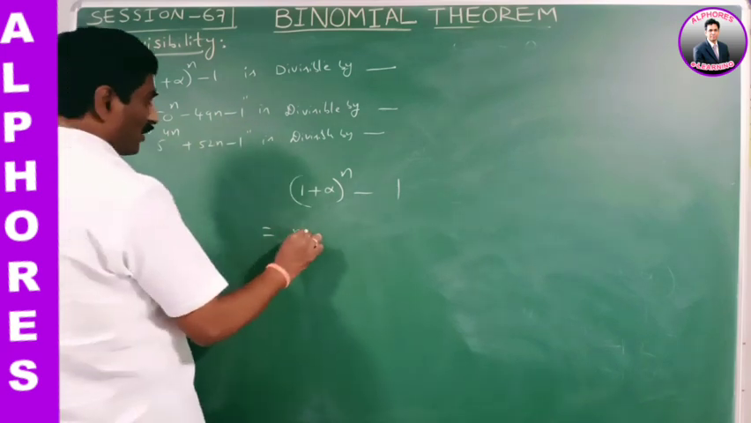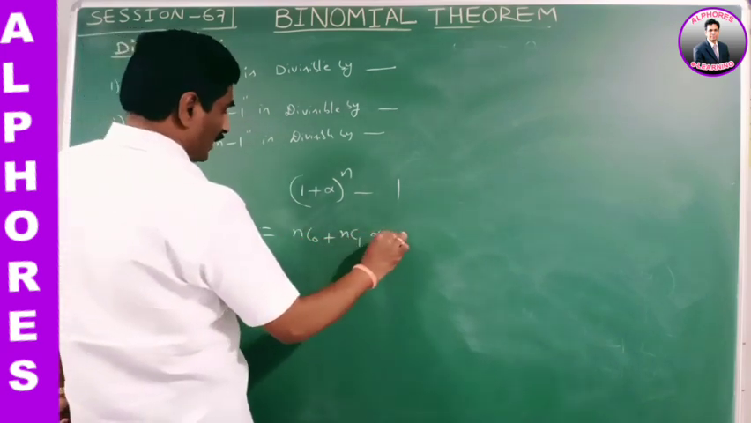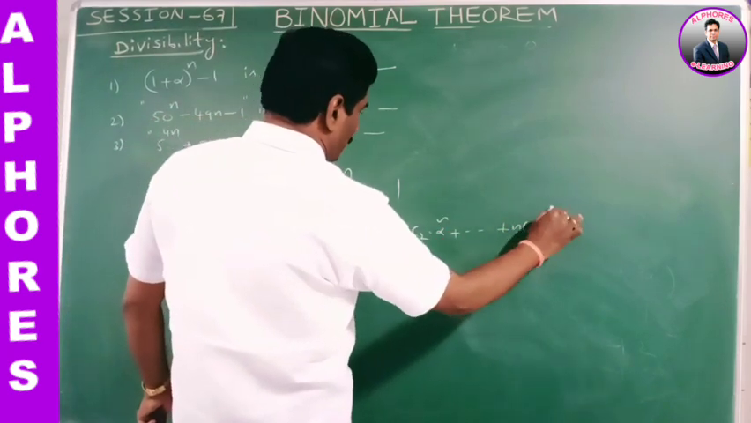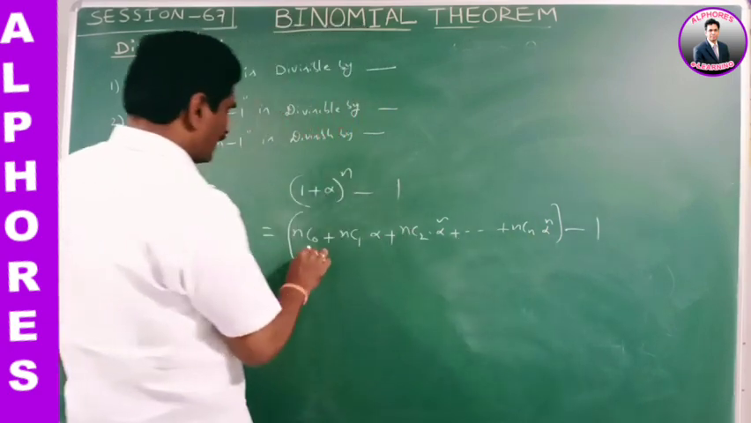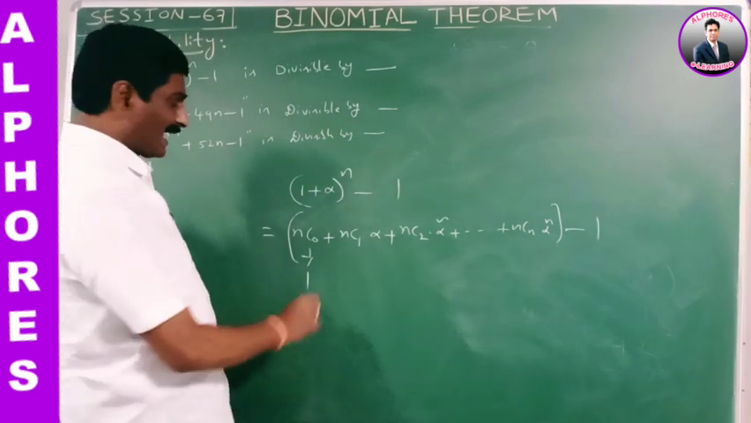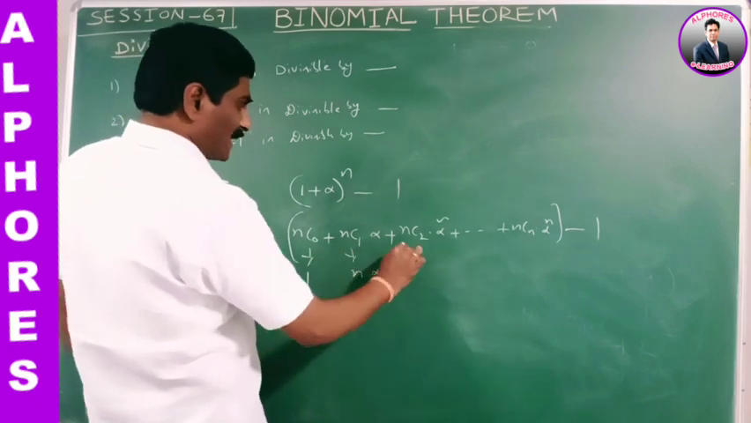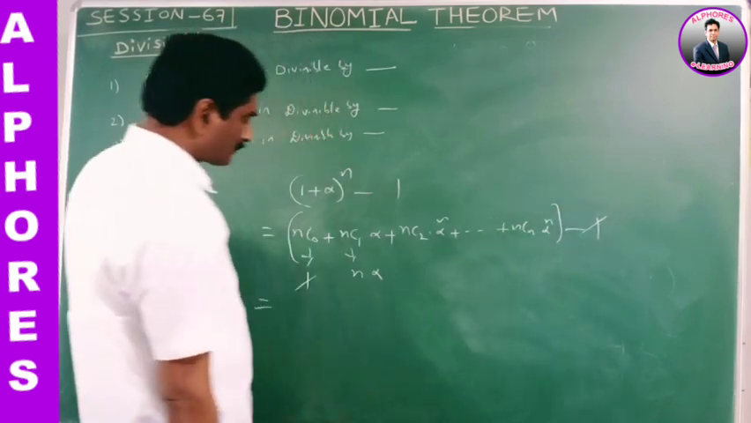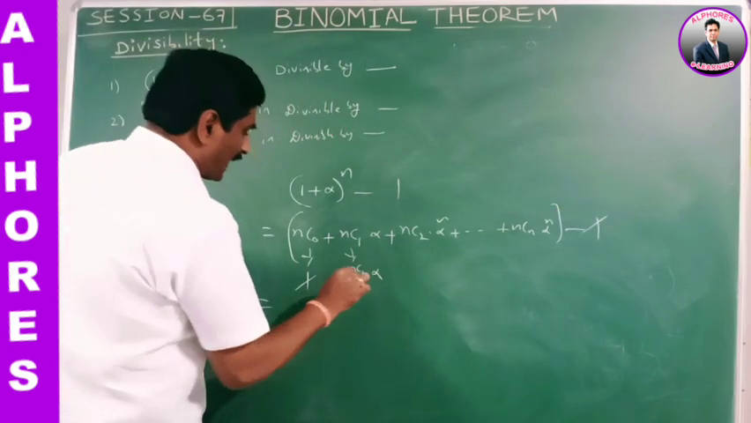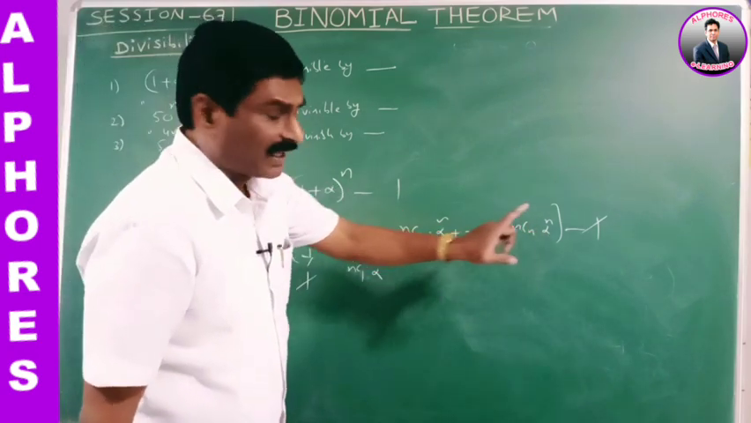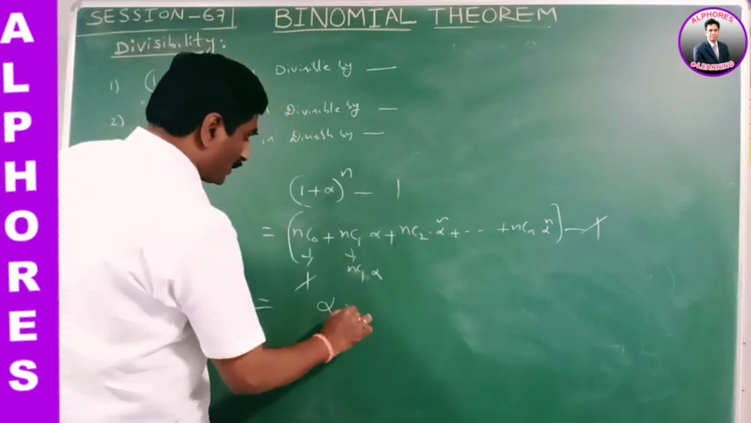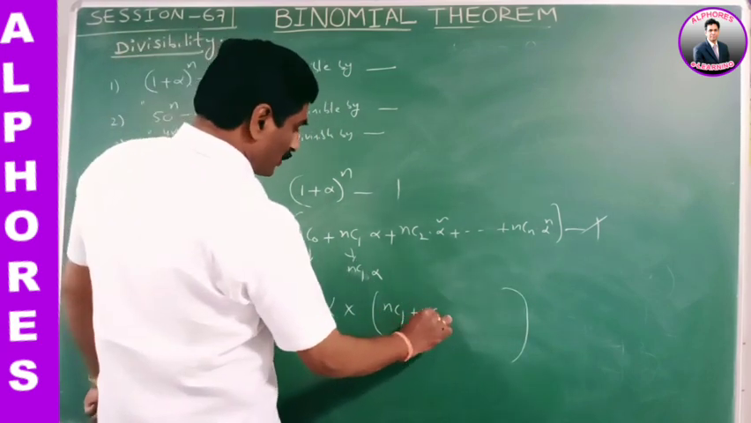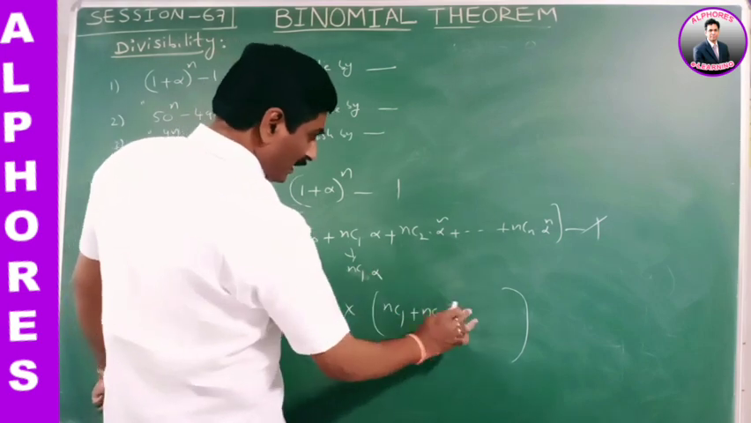That means nC0 + nC1 alpha + nC2 alpha^2 + and so on, up to nCn alpha^n, minus 1. What is the value of nC0? nC0 means 1. So the 1 cancels, leaving nC1 alpha + nC2 alpha^2 + and so on. Here, what is the common term? Alpha is the common term. Alpha times nC1, plus nC2 alpha, and so on.